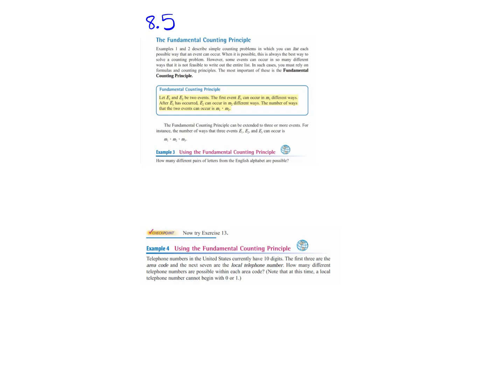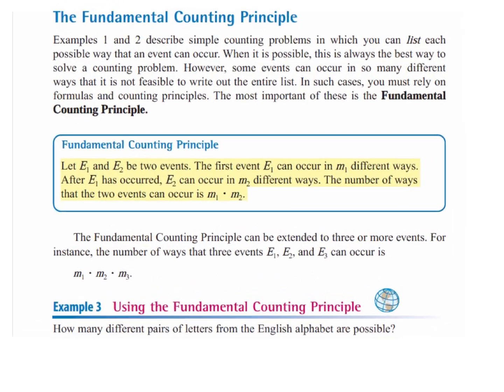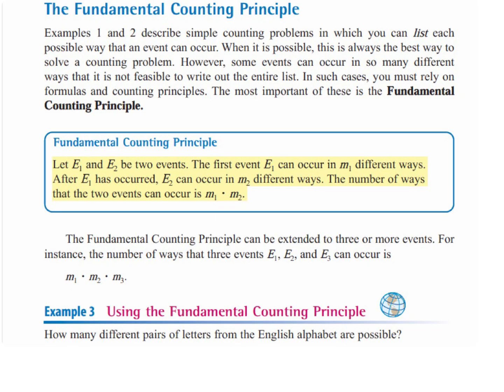But in 8.5 and 8.6, we're going to start talking about probability. So 8.5 focuses on the fundamental counting principle. It says, if the first event can occur in m different ways, and the second event can occur in n different ways, then the number of ways that the two events can occur is m times n. So a lot of what we're doing in this section is multiplying our outcomes together.